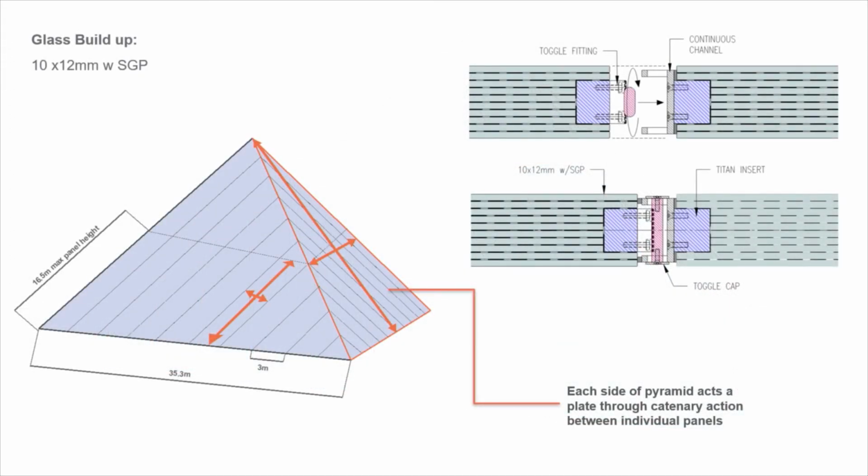So we took a step back and said, why don't we utilize the glass in a much more efficient way by making it span in both directions? If we can make each glass panel on its own act in two-way bending, we can actually mobilize each side of the entire pyramid as one big plate in two-way bending on its own, and that actually opened up a whole suite of possibilities.